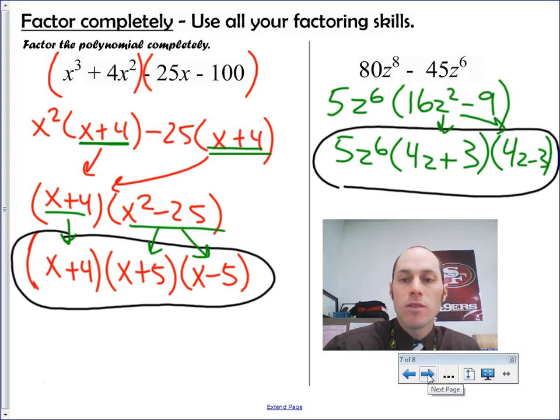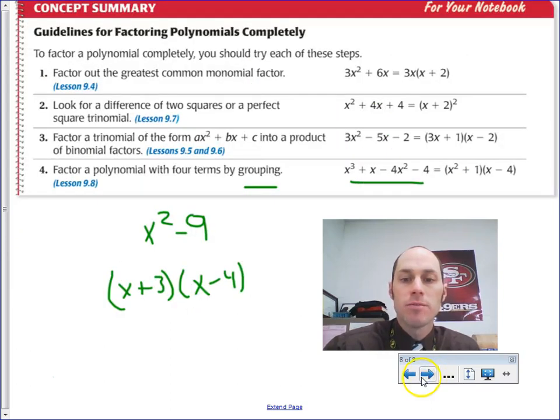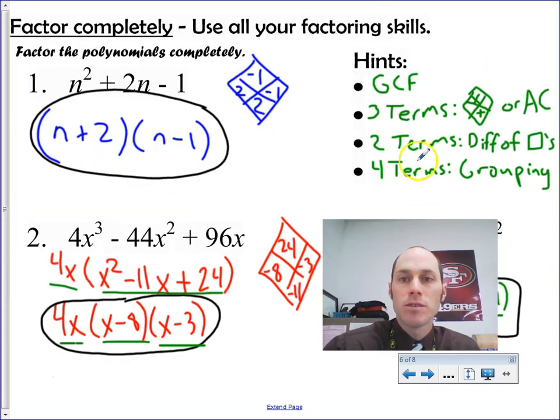So we've looked at how to use all of our factoring skills, factoring everything down completely. Just remember those steps. Look for the GCF. Is it three terms? Set up the diamond or the AC method. Is it two terms? Look for a difference of perfect squares. Is it four terms? I need to group it. So work your way through those examples, and I'll be available in class if you need help. So we'll see you then.